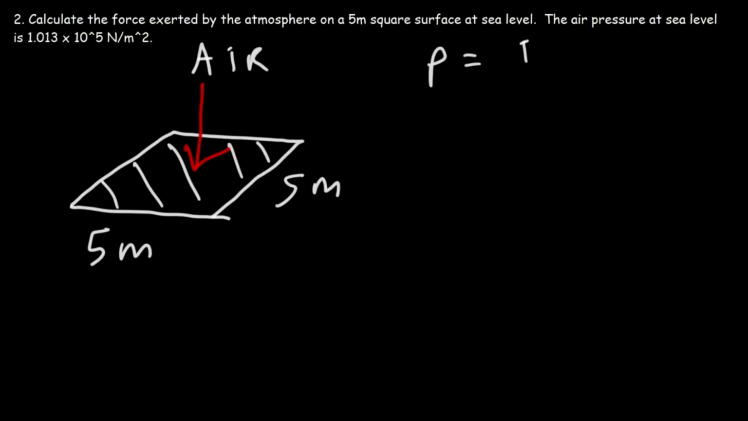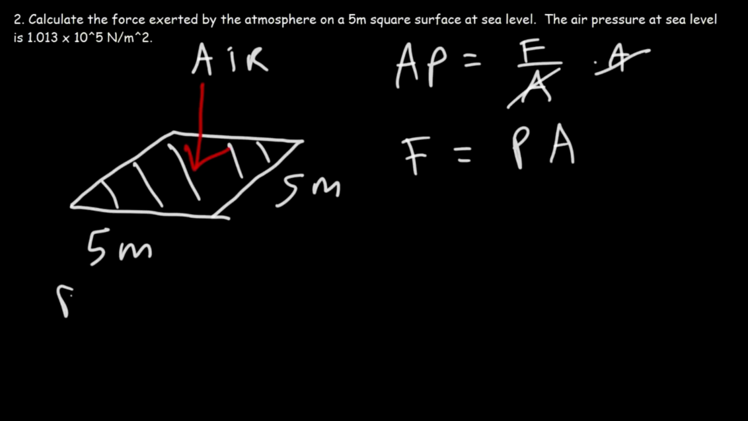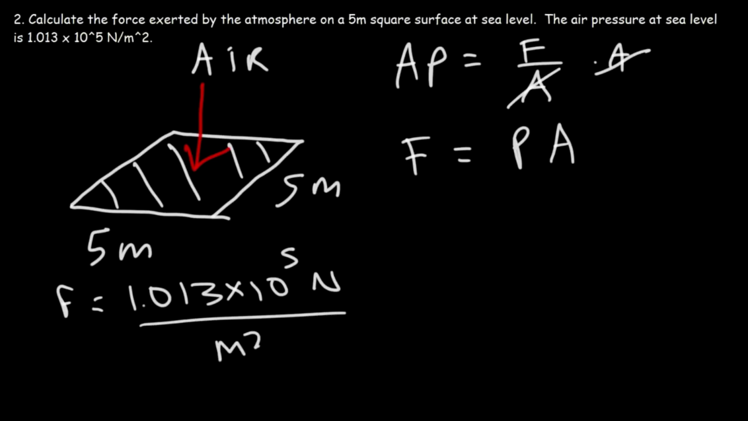Pressure is basically force divided by area. So if you multiply both sides by A, we can see that the force exerted by the atmosphere over a surface is the pressure of the atmosphere times the area. So we have the pressure, it's 1.013 times 10 to the 5 newtons per square meter. And then area is basically length times width. So 5 meters times 5 meters, that's going to be 25 square meters.